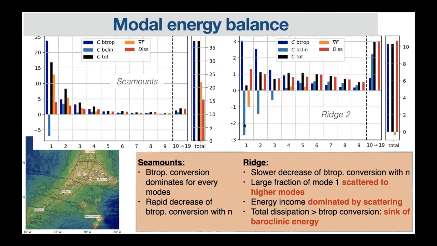And furthermore, an interesting fact is that over this region, the ridge 2 domain, which is here, you actually have dissipation that is greater than conversion from the barotropic tide, because you can see that you have a weak negative flux here, which is actually in the first mode. And what that means is that over this subdomain, you have some incoming mode 1 flux from outside the domain that is then scattered toward higher modes within the subdomain and dissipated locally.